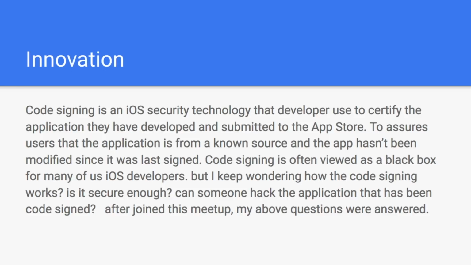Code sign is often viewed as a black box for many of us iOS developers, but I keep wondering how code sign works. Is it secure enough? Can someone hack an application that has been code signed? After joining this meetup, my above questions were answered.